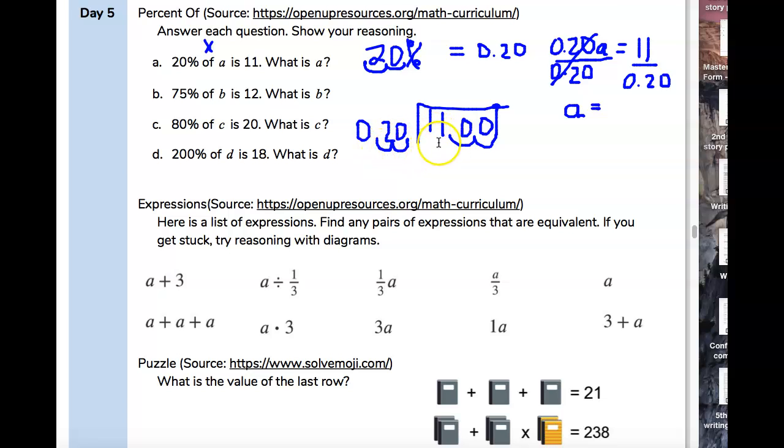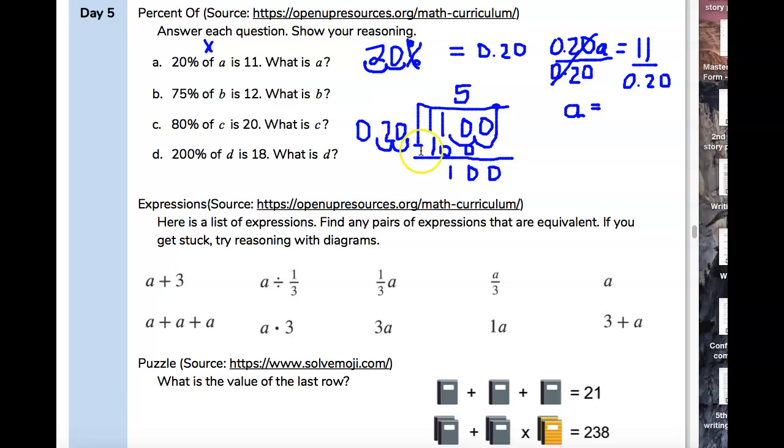Okay. So now how many 20s are in 1? None. How many 20s are in 11? None. So how many 20s are in 110? Well, there are 5 20s in 100, so let's try 5 here. It has to go over the 0. 5 times 20 is 100. All right, then we're going to subtract. 0 take away 0, 1 take away 0, and then bring down our 0.